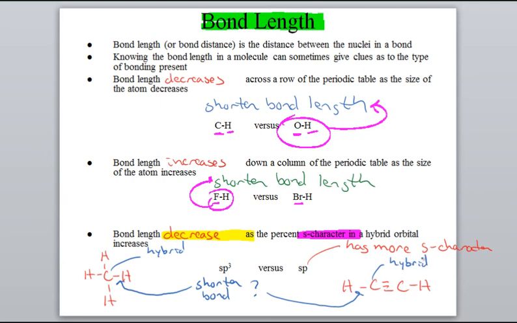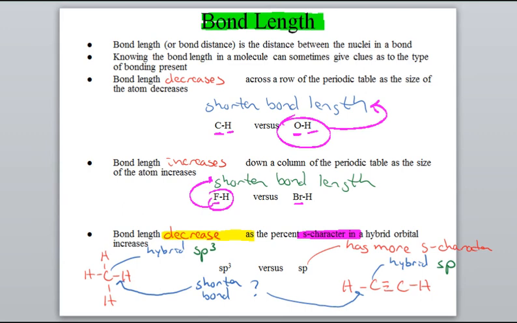Go ahead and pause the video and write the hybrid orbitals that are used to make each one of those CH bonds, and then decide which bond is shorter, the CH in methane or the CH in that alkyne molecule. Unpause the video when you're ready to check your answer.